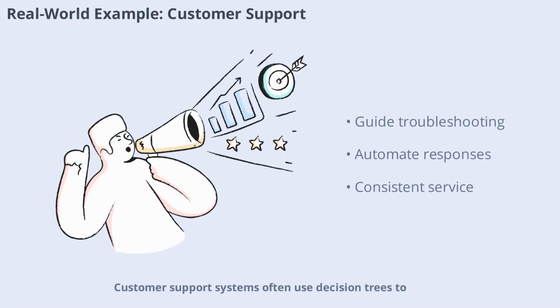Customer support systems often use decision trees to guide agents through troubleshooting steps based on user input. Rule-based systems can provide automated responses or escalate issues according to predefined rules. This approach streamlines support processes and ensures consistent, high-quality service for customers.